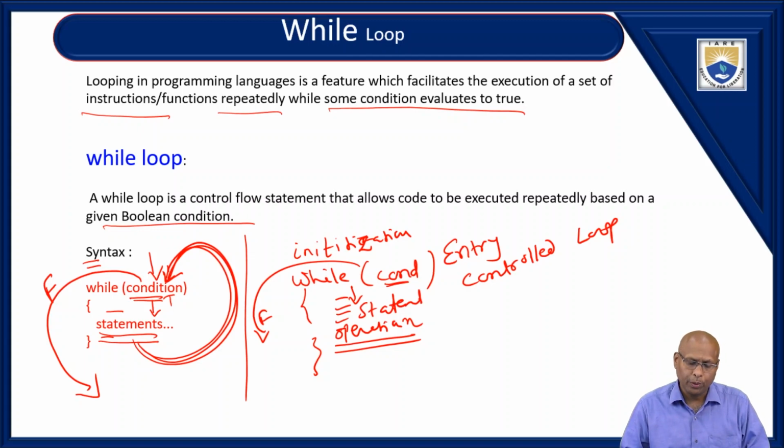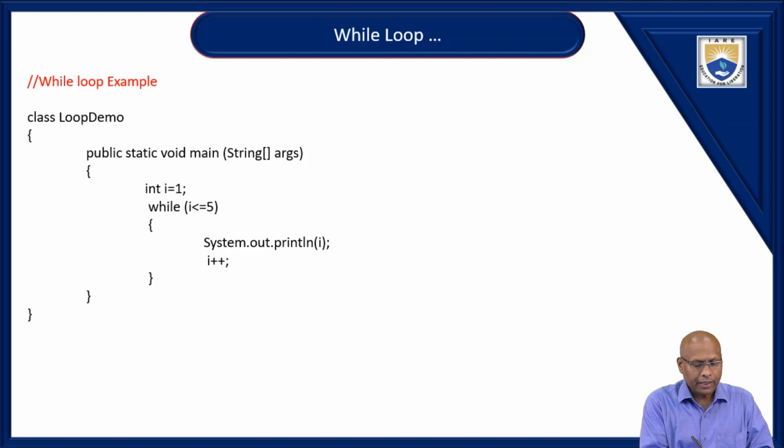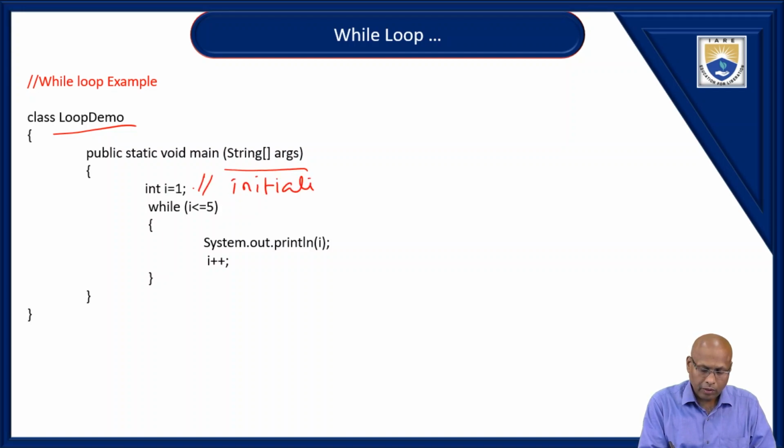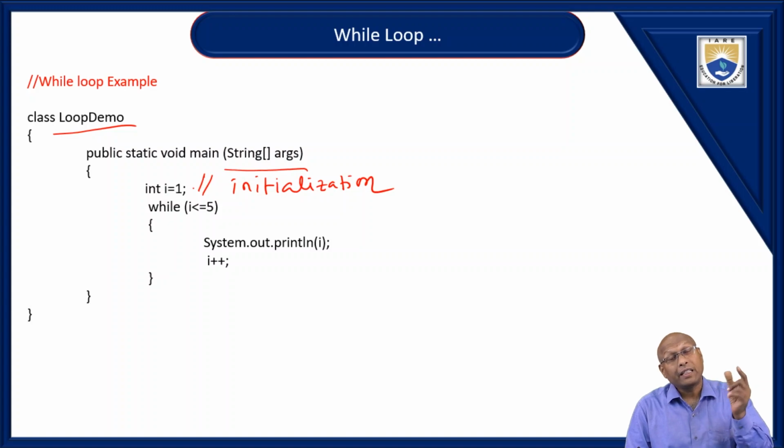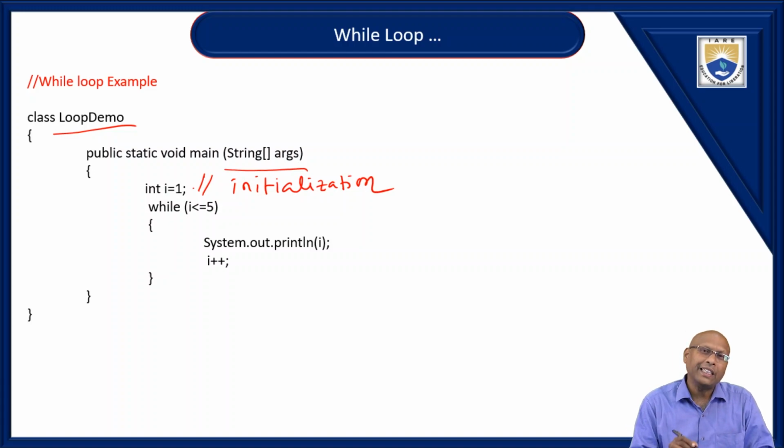Now we'll see a small example on this while loop. If you observe here, class LoopDemo, some name, public static void main, String args array, int i equal 1. Yeah, this is my initialization part. Generally in the for loop, we write it in the same line itself, whereas in while loop, initialization will be done before the loop begins. So now i is initialized to 1. Then here the condition. What condition? Whether i is less than or equal to 5 or not. If it is less than or equal to 5, then come inside. Otherwise, stop the loop. So initial i is 1, true, come inside.